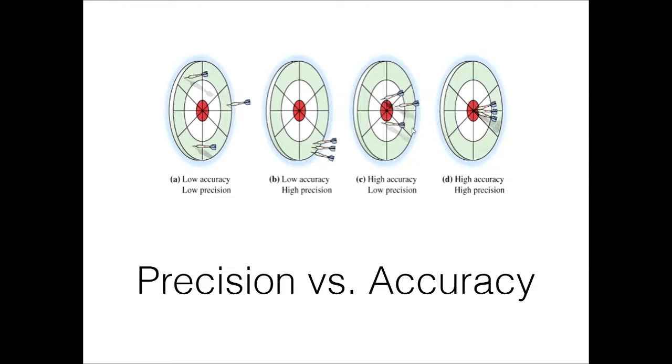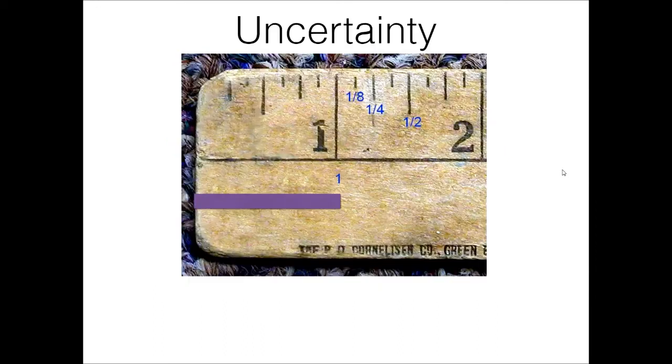High accuracy and low precision darts would be all centered around the bullseye and fairly close to it, but not close to each other. Low precision, not close to each other. And finally, the measurements we want when we take repeated measurements are highly accurate and highly precise. All those darts are right near the bullseye, and all the darts are right near each other. Okay, so that's precision and accuracy.